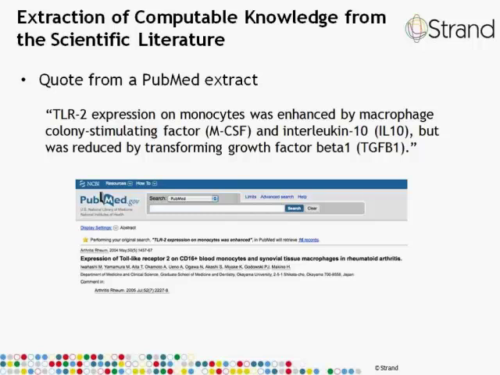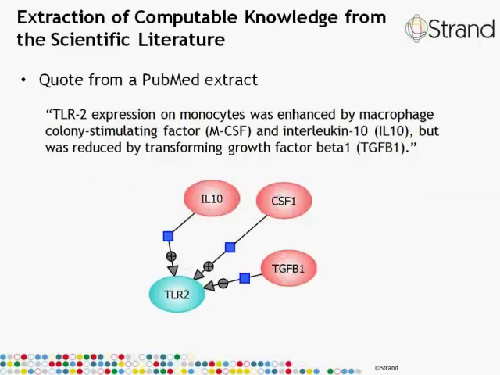Through the natural language processing algorithm we have developed in Strand, we can turn a sentence that looks like this: TLR2 expression on monocytes was enhanced by macrophage colony stimulating factor, MCSF, and interleukin 10, but was reduced by transforming growth factor beta 1, TGFB1. A graphical representation of the same information would be this. Here the word expression is interpreted as a regulation, indicated in the blue box. Enhanced is represented by a plus, and the tool also knows about different synonyms for a gene and protein. It can correctly interpret MCSF as the same protein as CSF1.